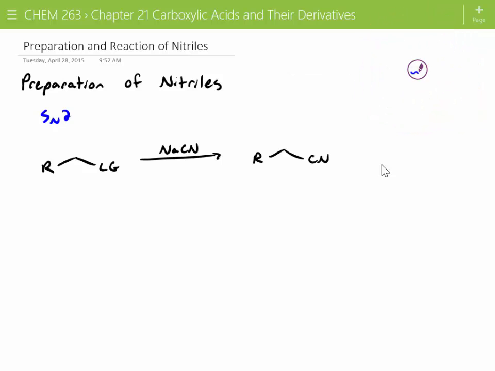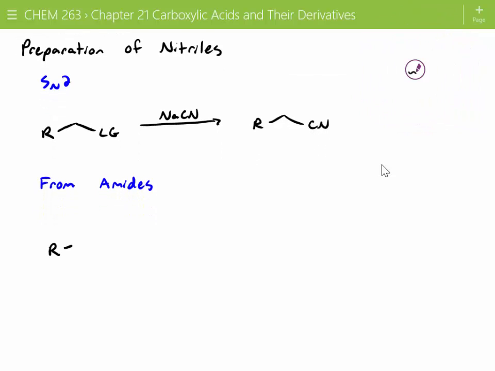The other route we said was from amides. So if we have an amide, we said that we needed thionyl chloride. And if you do this, you can directly make your nitrile. And then what's the byproduct from the thionyl chloride reaction? SO2 is the driving force, so we can include that in there. And then also HCl.